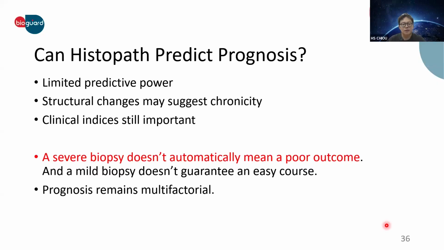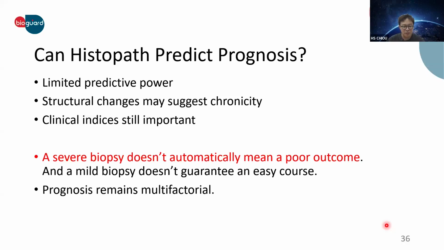The simplified scoring study did show correlation between histopath severity and clinical activity at the time of diagnosis. But we need to be careful here. Histopath alone doesn't reliably predict long-term outcome. Certain structural features like fibrosis or severe villous shortening may suggest chronic, long-standing disease. The prognosis is much more complex.